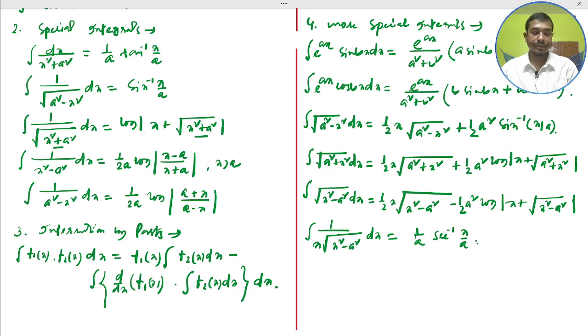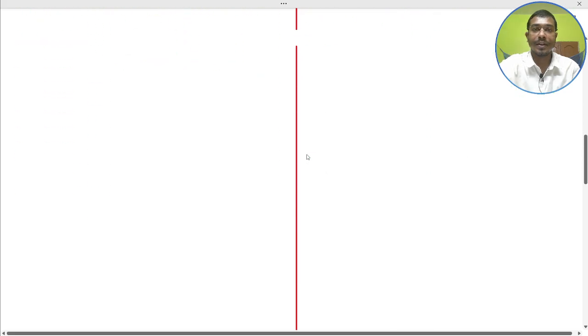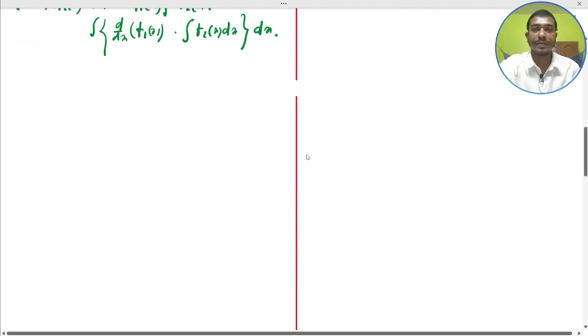So next, the reduction method, very important for JEE Advanced Mathematics. The reduction method, do it on your next page, very important for JEE Advanced Mathematics.